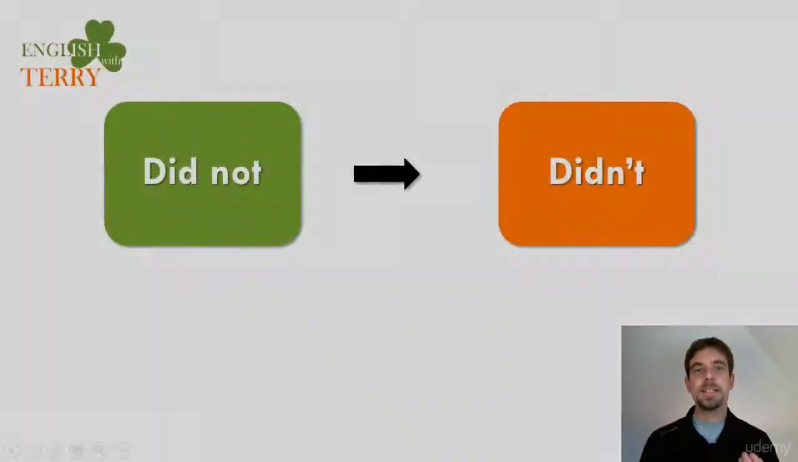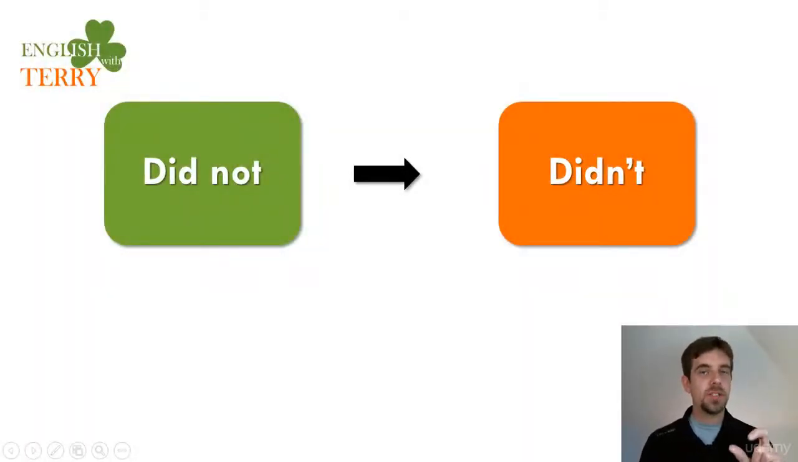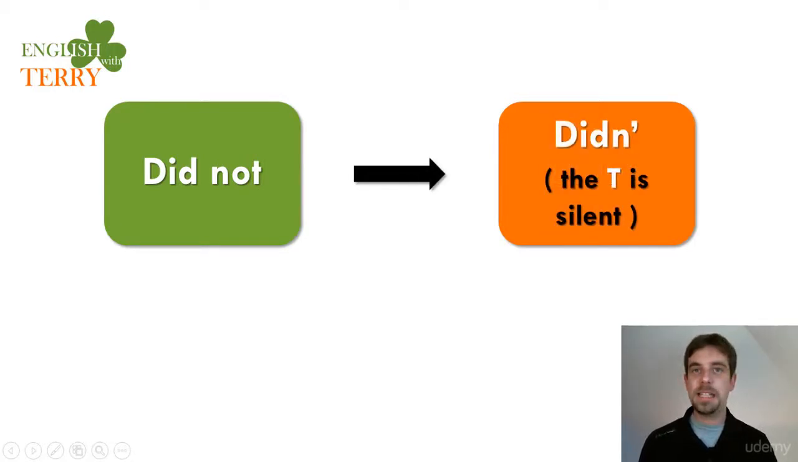All right, students, let's continue our examination of the disappearing T. Now I want to show you about "did not" to "didn't." The pronunciation is not "did," but "did." Did not becomes didn't, and the T sound is silent. This is very, very similar to doesn't. It's the same with doesn't and didn't: the strong N sound, didn't, okay?